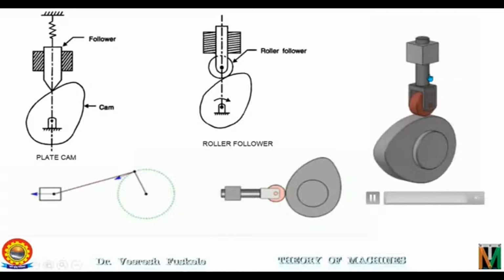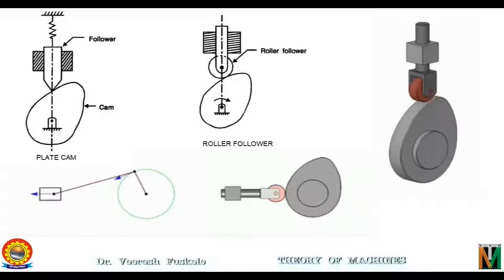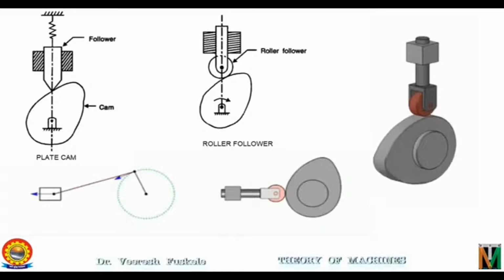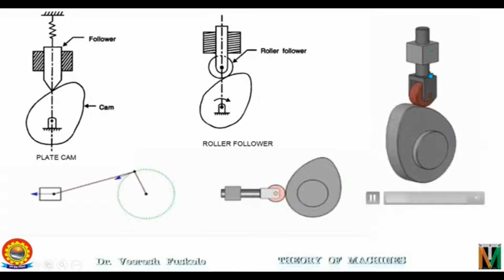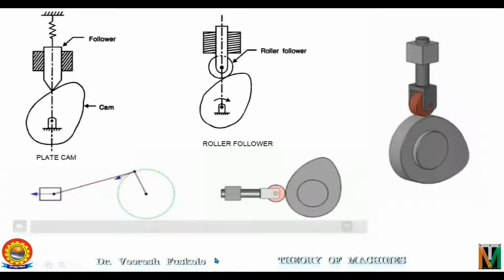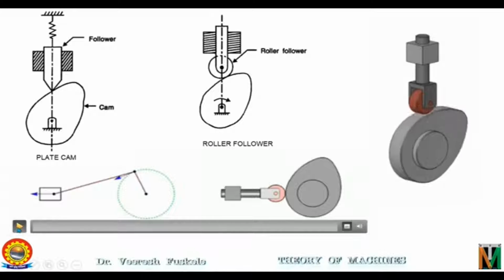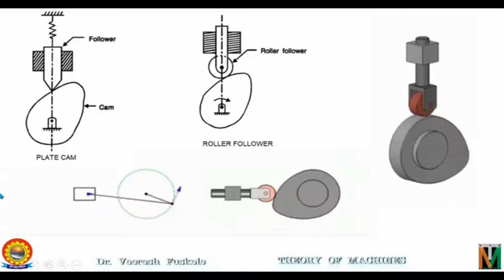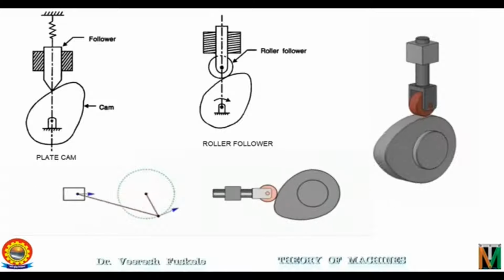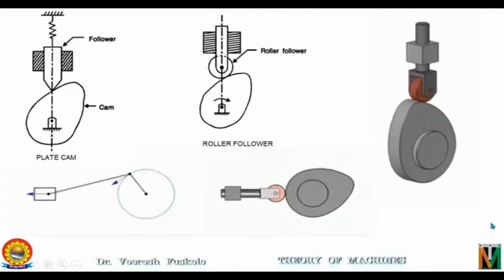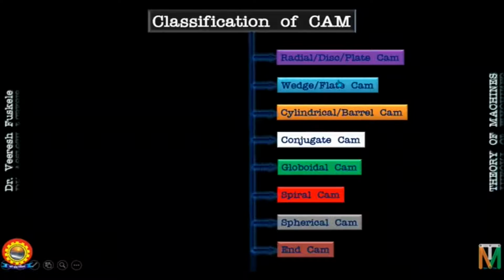So the uniform rotary motion of the cam will have rectilinear oscillation of the follower along the guide, which is a prismatic pair. This is the prismatic pair. This cam and follower mechanism can also be compared with the slider cam mechanism that we studied earlier as shown here. So moving ahead, next we have wedge cam or flat cam.